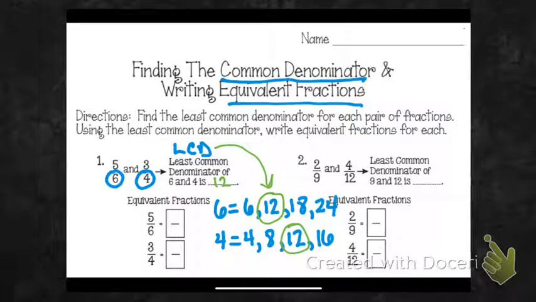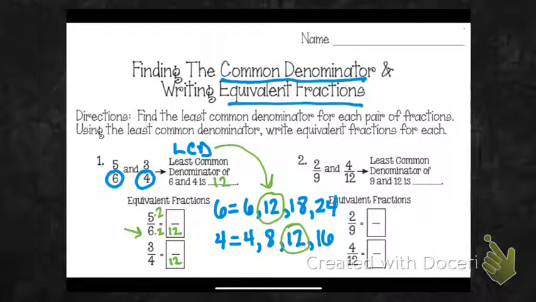Now the last thing we have to do is use that to write our equivalent fractions. So we're going to go ahead and put 12 in the denominator part of both of those fractions. And then to get the numerator, this is where you have to ask yourself, what you do to the bottom, you do to the top. So what do you do to 6 to make it equal 12? Multiply by 2. So then you also have to multiply the numerator by 2.